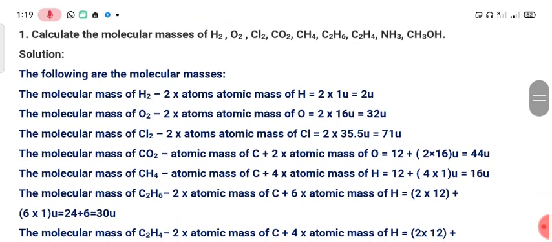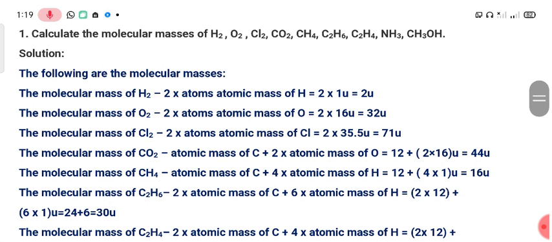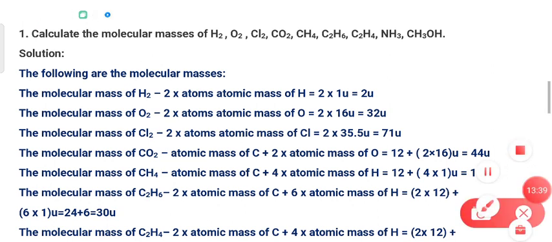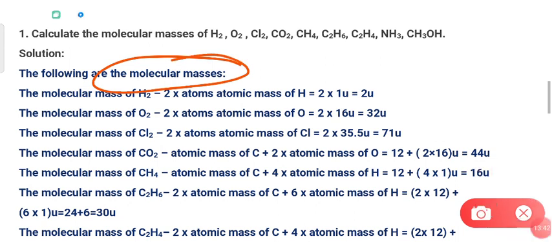Now calculate the molecular masses of hydrogen, oxygen, chlorine, carbon dioxide, methane, ethane, right? So a number of elements and compounds are given, and you have to find out their molecular masses. So you know, molecular mass is the sum of atomic masses of all atoms present in a particular molecule, right? For example, if we talk about the molecular mass of hydrogen, that is the mass of one hydrogen molecule, then 2 into atomic mass of hydrogen, so 2 into 1u, that becomes 2 unified mass.